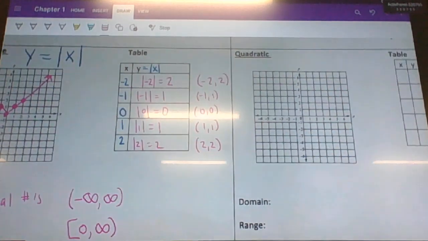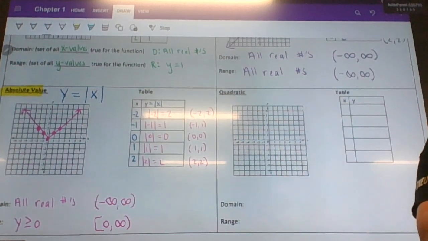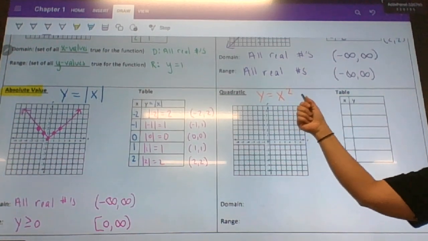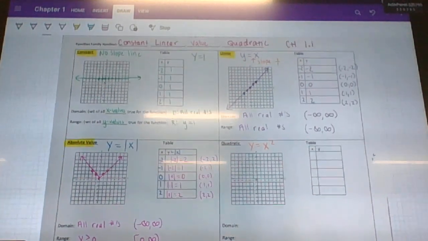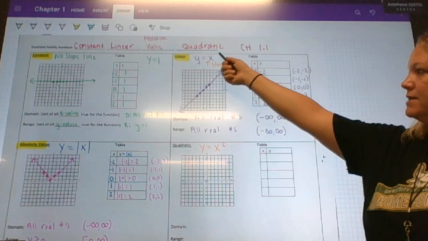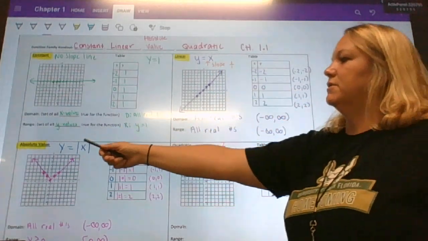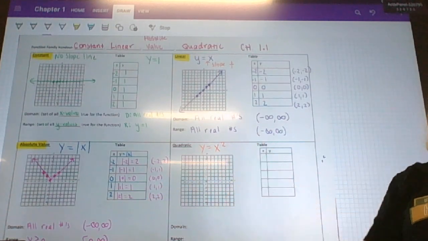Last one, the quadratic. That's your y equals x squared. Every time x has a power of 2, it belongs in the quadratic function family. If x is all by itself, there's no exponent, there's no bars, it's just numbers, you call it linear. If there's bars, you call it absolute value. If there's a 2, an exponent, you call it quadratic.